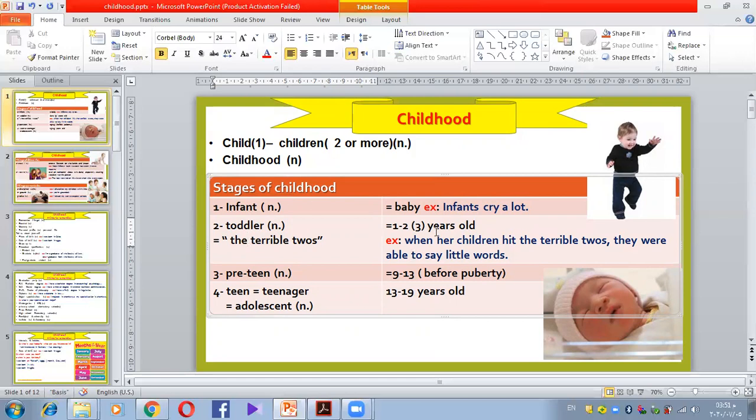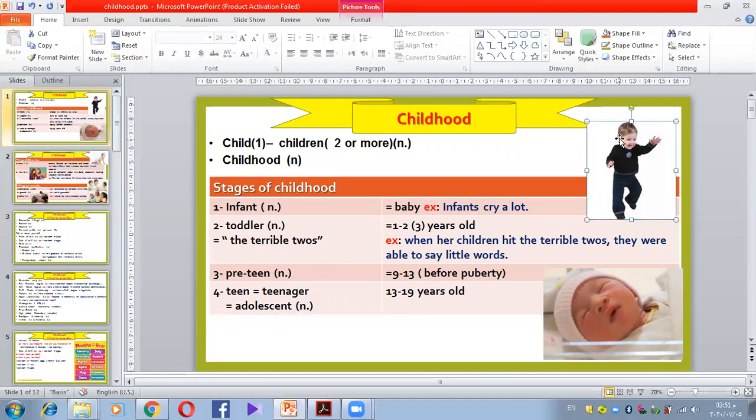So when her children hit the terrible twos, it means when they were toddlers between 1 and 2 years old, they were able to say little words. They were just okay at this age. They can only say little words, mom, dad, water, and just some words.